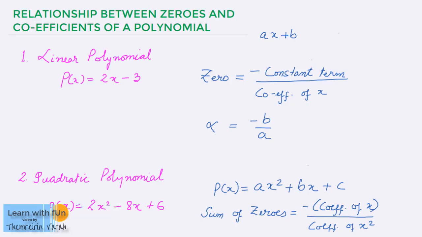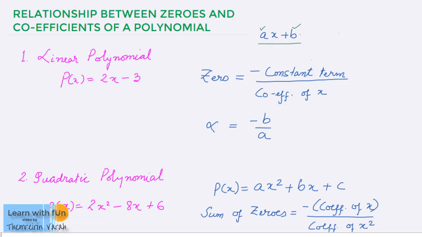Let us start with linear polynomials. The general form is ax plus b. Here a and b are literal constants, or you can even say they are general variables. a is the coefficient of x, and b is the constant term.